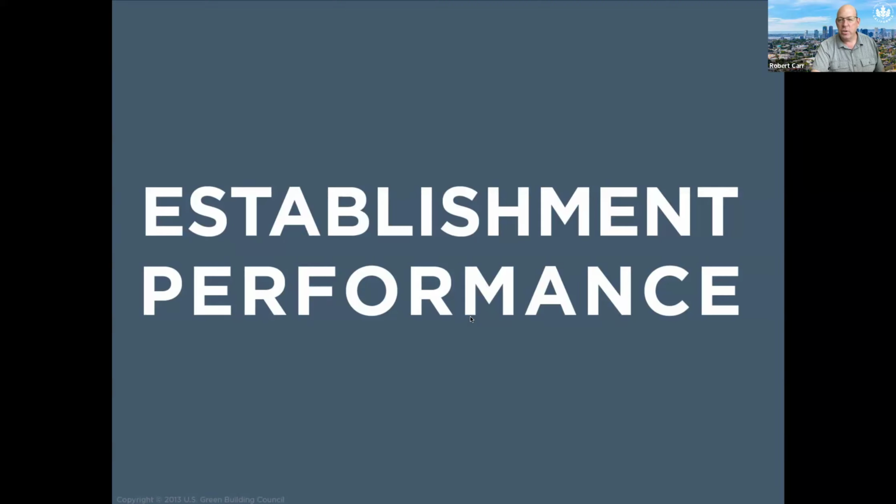Each credit has an establishment piece and a performance piece. Sometimes there is no establishment. With establishment, you have to establish a policy or something before you can go and find the performance of that credit.